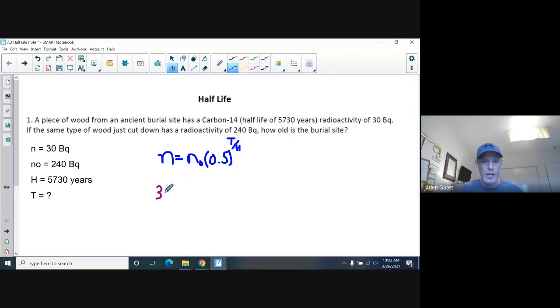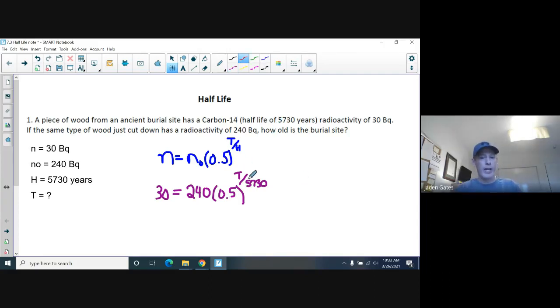Now, so I substitute in my values here. So I have 30 is equal to 240 times 0.5 to the power of T, which we don't know, okay? And then the H value is 5,730.